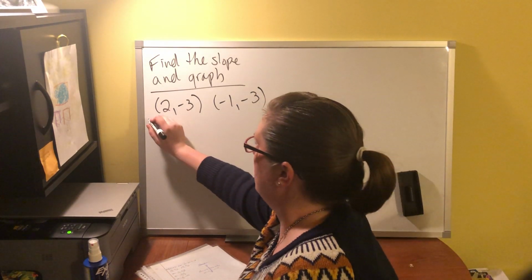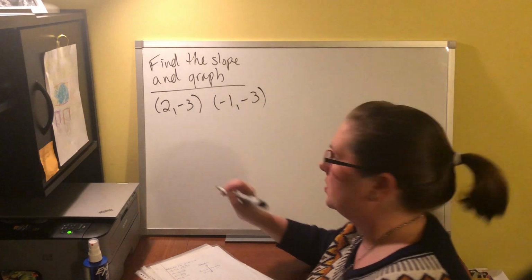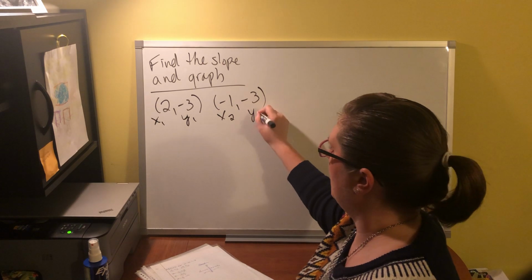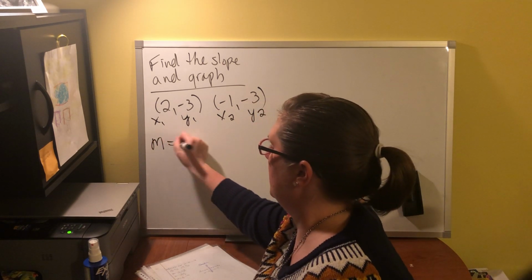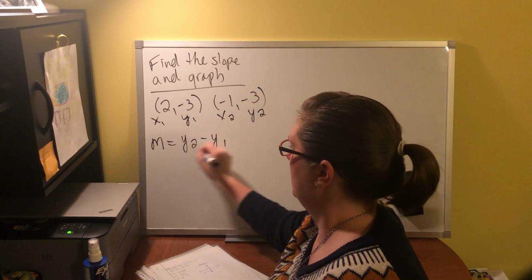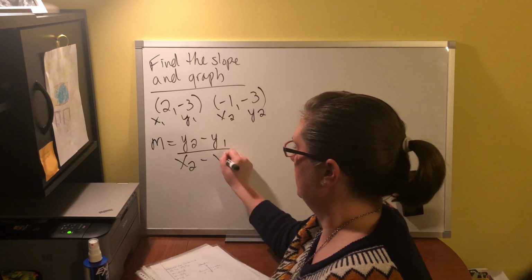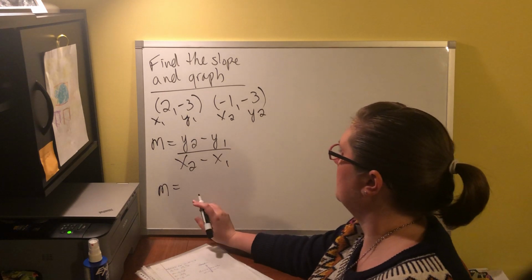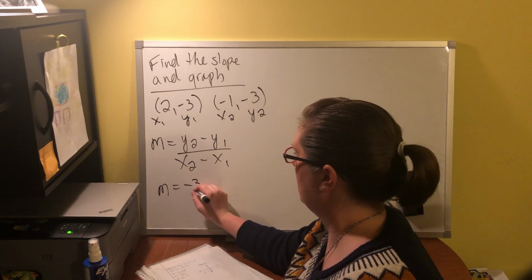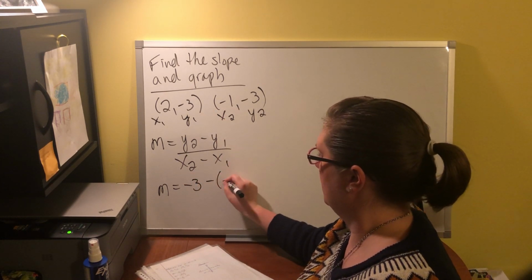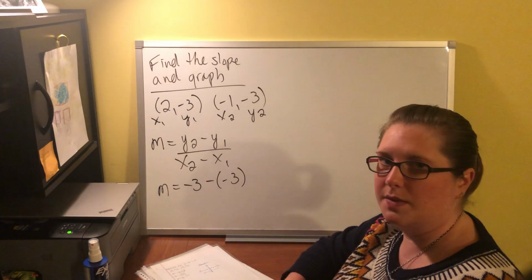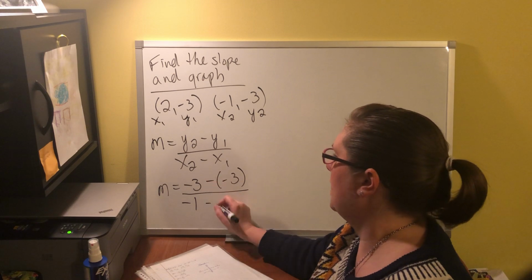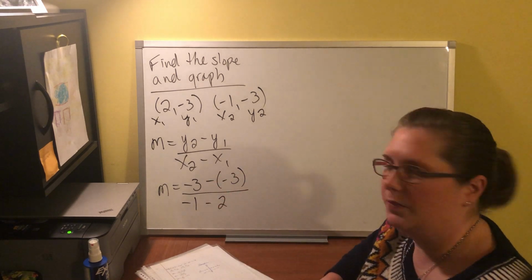So first thing, once again, we got to find the slope first. So we're going to go ahead and label our x1, y1, x2, y2, and then we're going to go ahead and substitute them back into our formula, okay? So now I have m equals, well, y2 is -3, minus y1 is -3. That needs to go in parentheses, okay? All over x2 is -1, minus x1 is 2, okay?